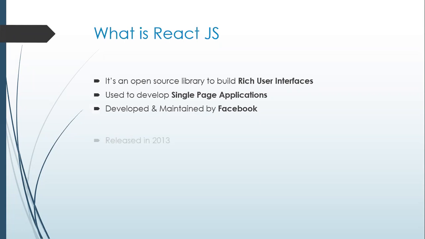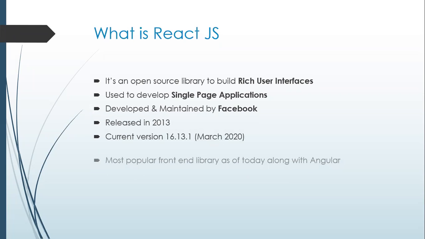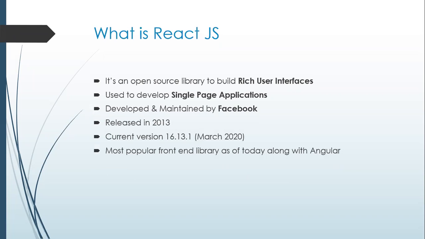It was developed by Facebook, and the initial version was in 2013. React came in 2013, and Angular 2 came in 2016. Before that, around 2010 or 2011, AngularJS came. The current version is 16.13, and we are learning React JS 16.13. Of course, it's the most popular front-end library today, along with Angular.